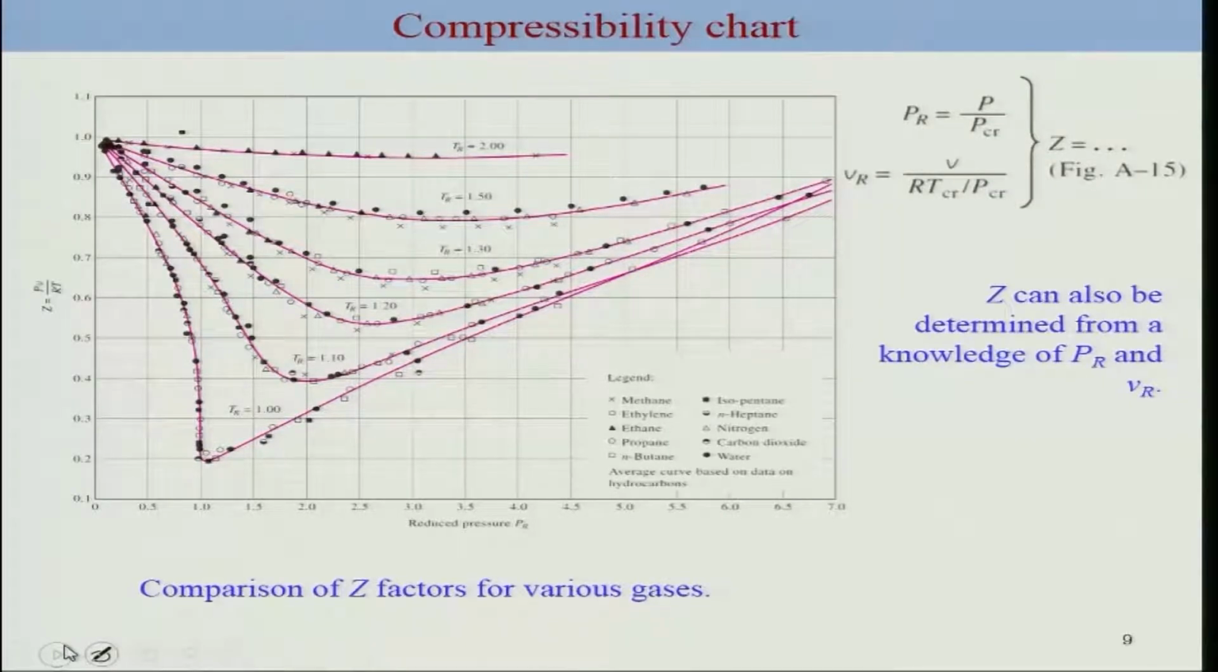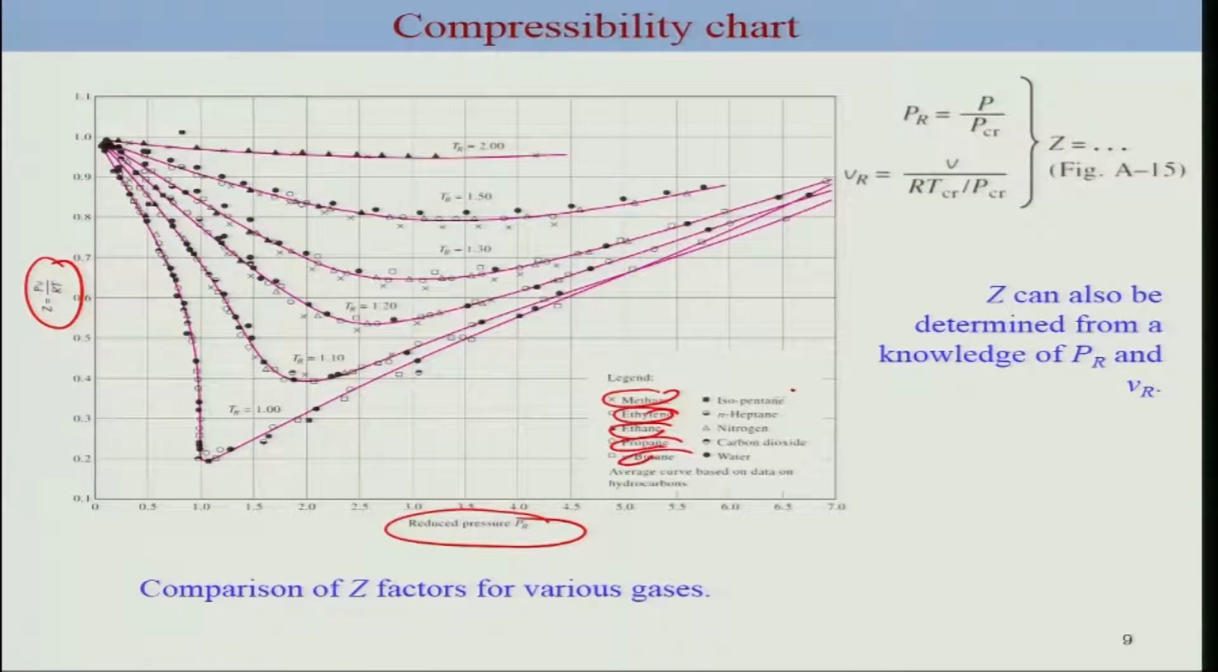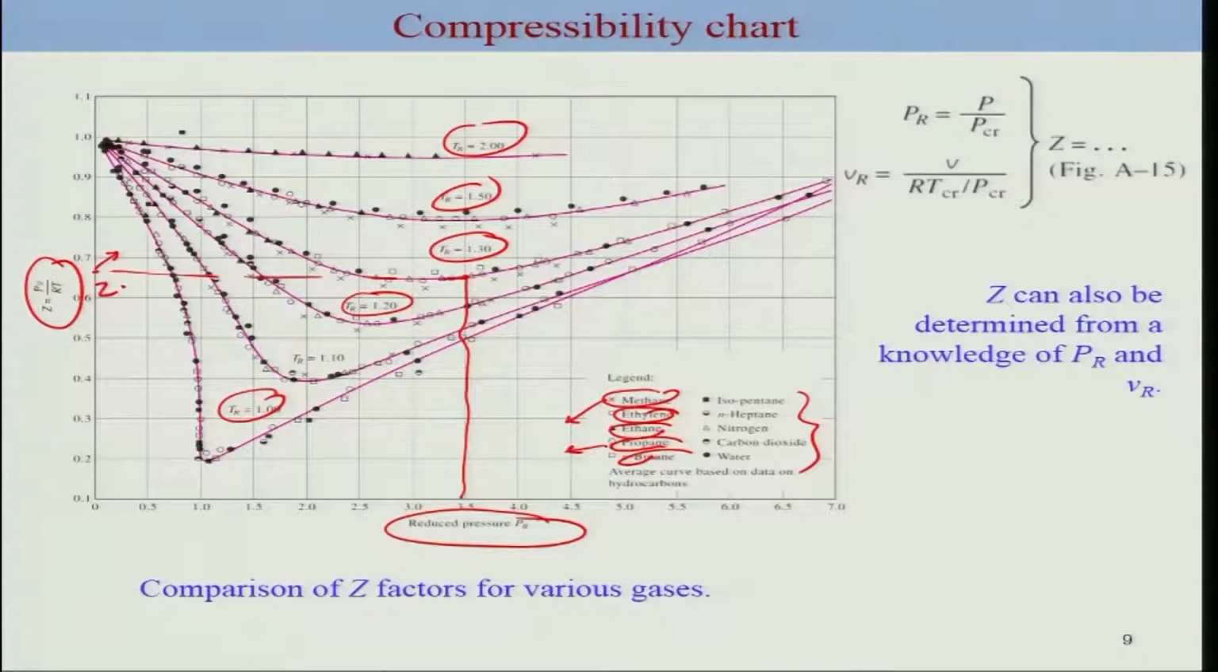So the compressibility chart contains Z as a function of reduced pressure PR for many different gases. These are all gases, and you can see these symbols represent that they all fall on the same curve, and each line here is a TR, a specific reduced temperature value. So what does it mean? If you take, let's say, methane and propane, and you take a value of reduced pressure at a certain point, and for a specific TR value, you can find out the Z value. So Z for methane will be the same as Z for propane, as long as the PR and TR for both systems are the same.